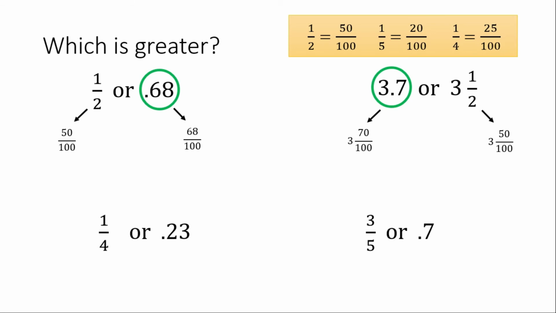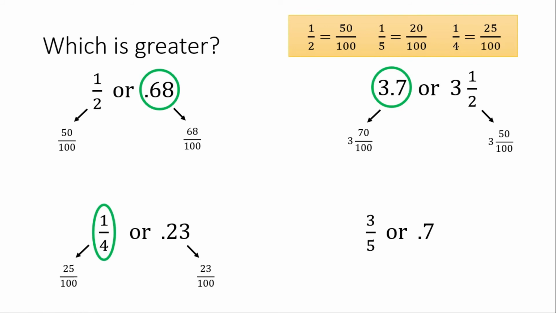In the bottom left, we have 1/4, or 0.23, and 0.23 is the same as 23 hundredths. But what's 1/4 the same as? Well, using the cheat sheet, we know that 1/4 is the same as 25 hundredths, so let's just write that. And 23 hundredths is the same as 23 hundredths, so let's write that. Now which one's more? 25 hundredths or 23 hundredths? 25 is more, so 1/4.